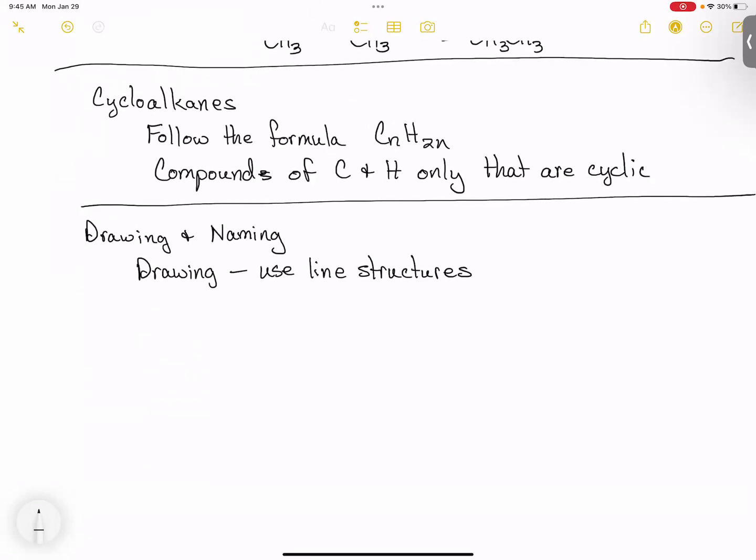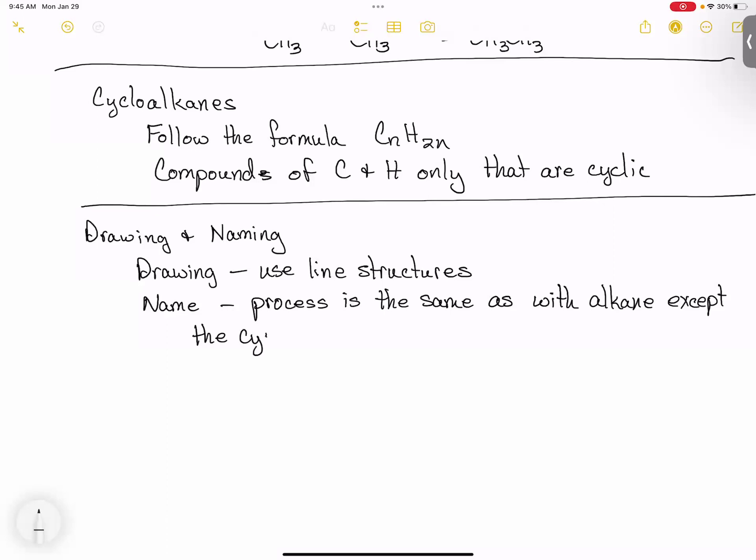Now, for naming. The process is the same as with alkanes, except the cyclic structure is the backbone, the main chain.